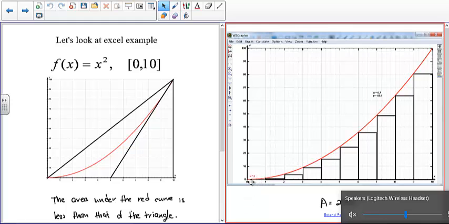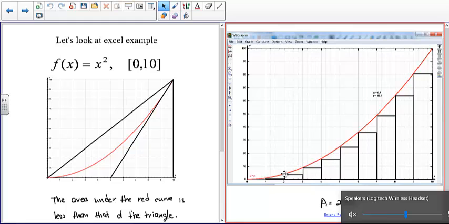So what we're doing here is we're going to say the height of the first rectangle is 0, because actually we're using the left-hand value of the function. So it's the function at 0, which is 0. Then you evaluate the function at x equals 1, which is 1, and you multiply it by the width, which is 1. So the area of this rectangle is 1.